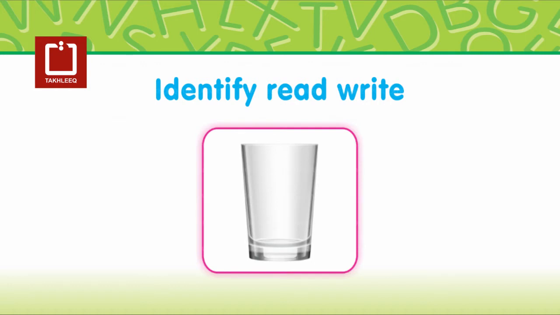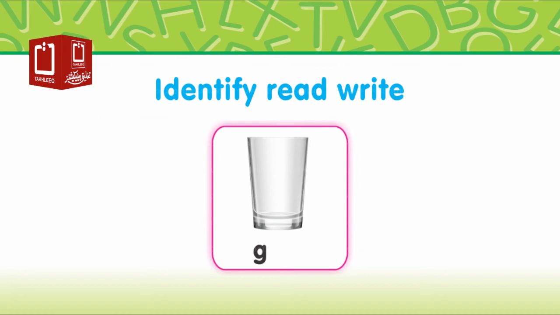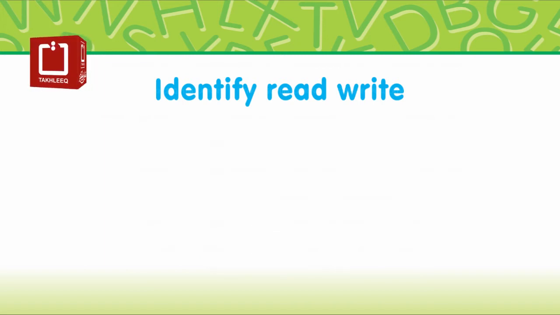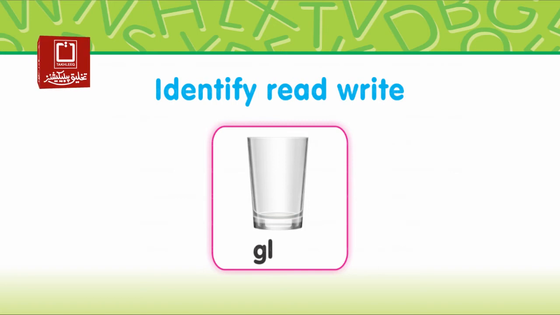We see here the picture of a glass. G L A double S, glass. So we write G L A double S, glass, on lines.